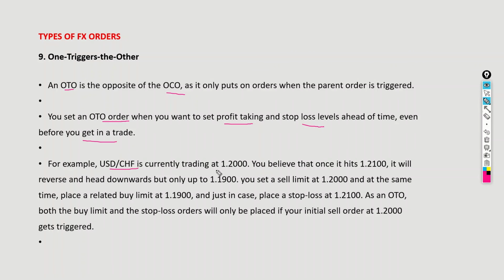For example, dollar franc is currently trading at 2000. You believe that once it hits 2100, it will reverse and head downwards, but only up to 1900. You set a sell limit order at 2000. At the same time, place a related buy limit at 1900, and just in case, a stop loss at 2100. As an OTO, both the buy limit and the stop loss orders will only be placed if your initial sell at 2000 gets triggered. Right, hope this is clear.